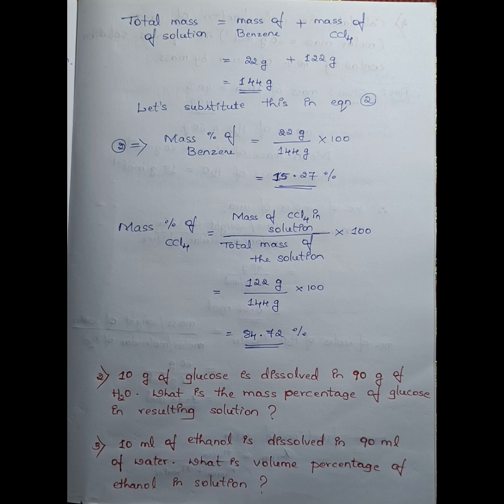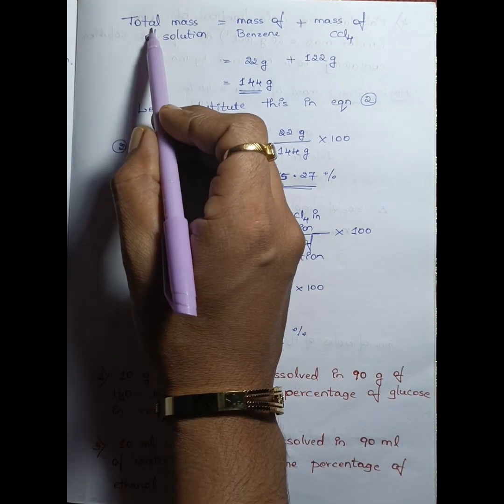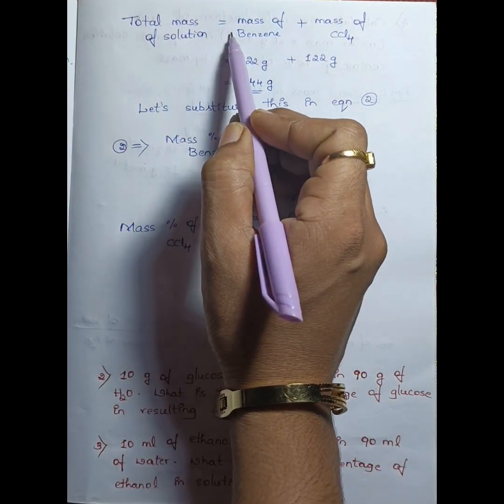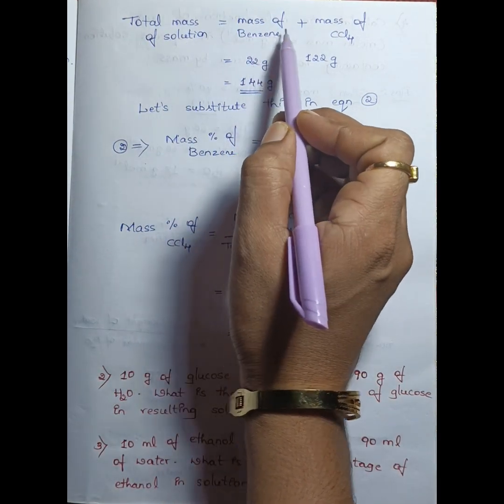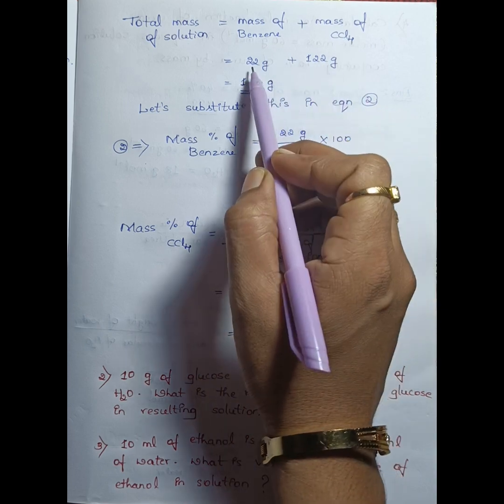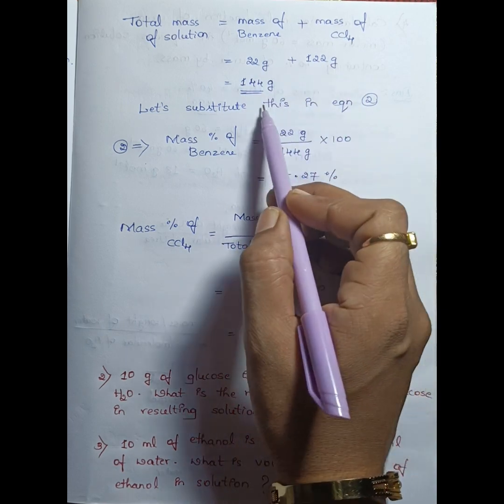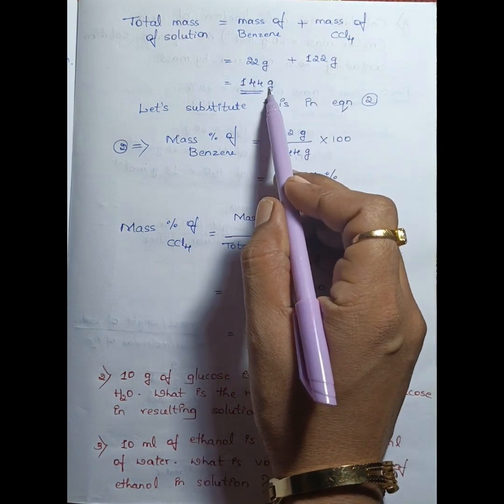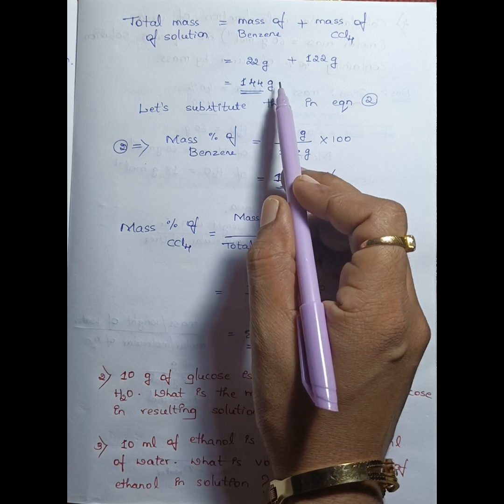So here in the formula, we don't know the total mass of solution. We know the mass of benzene, that is 22 gram, and also we know the mass of carbon tetrachloride. But we don't know the total mass of solution, so first we need to find it. That is calculated like this: mass of benzene plus mass of carbon tetrachloride, 22 gram plus 122 gram, that is equal to 144 gram. Now we got the total mass of solution.